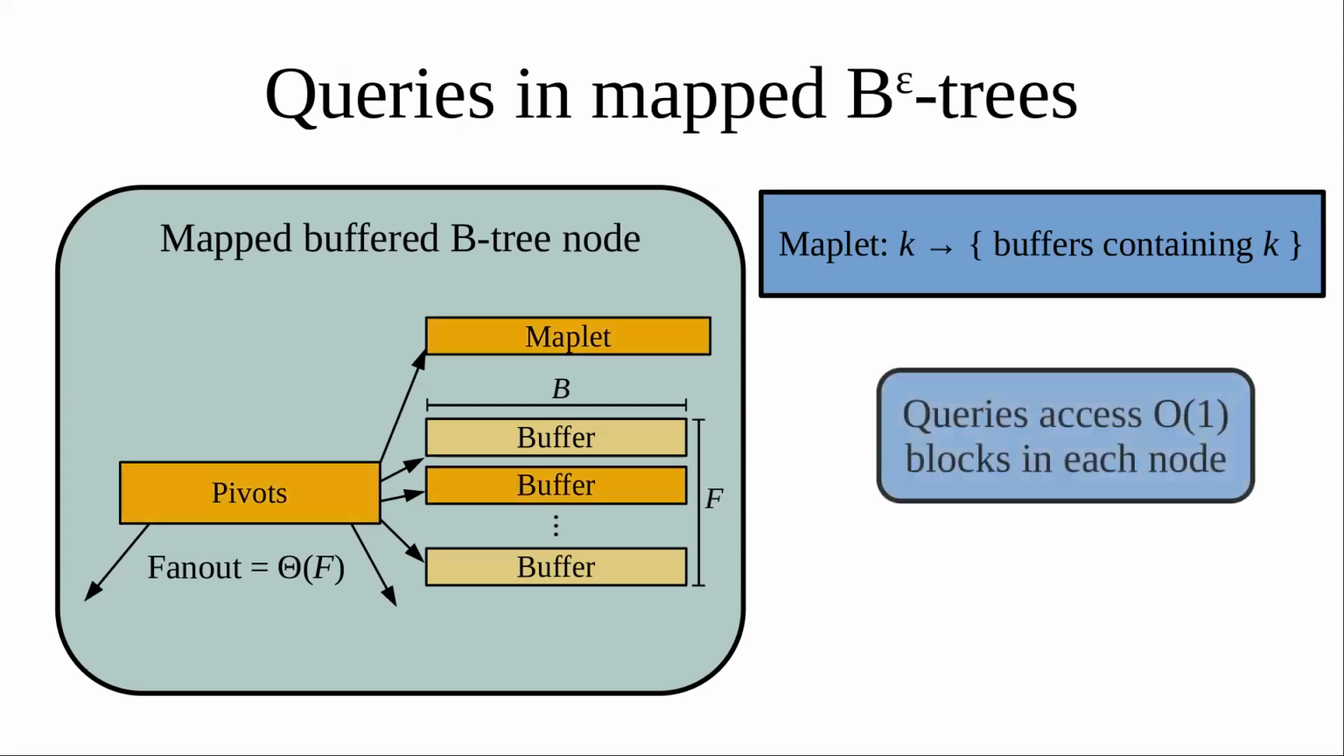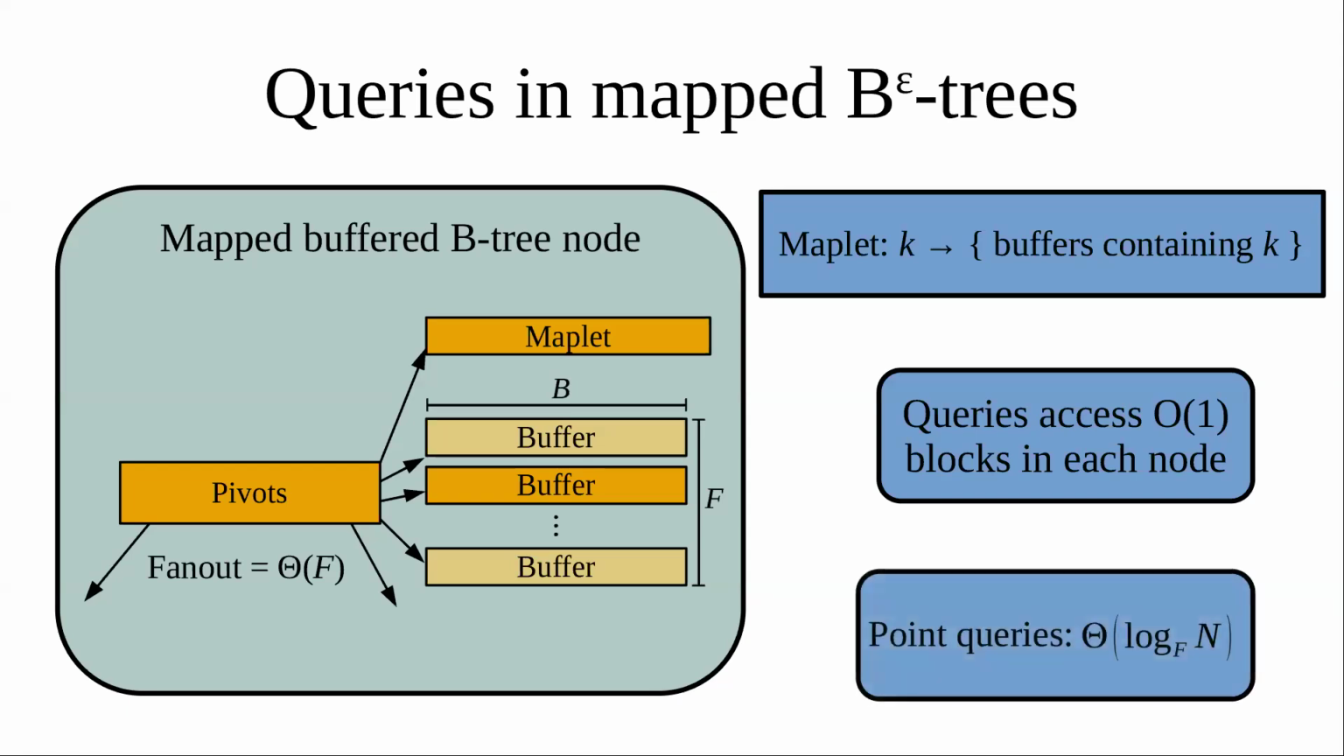So for example, that means the IO that you'll have to do: you'll have to access the pivots page. You'll have to do order 1 IO to access the maplet. And that maplet will be configured to have order 1 false positives. It will tell you if any correct buffer you have to look in, plus maybe one extra buffer. And so as a result, you're going to access a total of a constant number of blocks per node that you visit during your query. And so that means point queries are now going to be back down to the height of the tree, log base F.